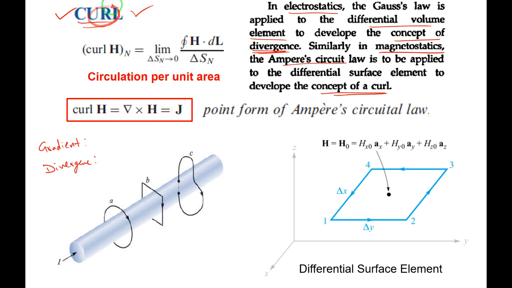Curl is applied for those quantities which have a circulation effect or rotational effect. If there is no rotational effect, curl is zero. If there is a rotational effect, then curl has some value. That we will see.